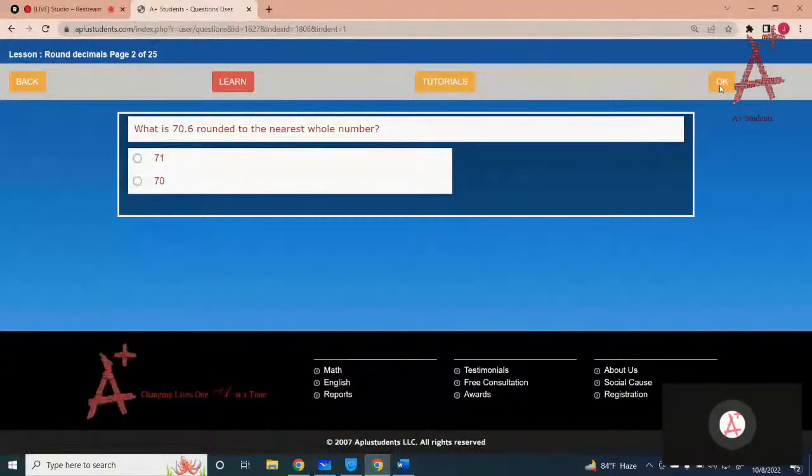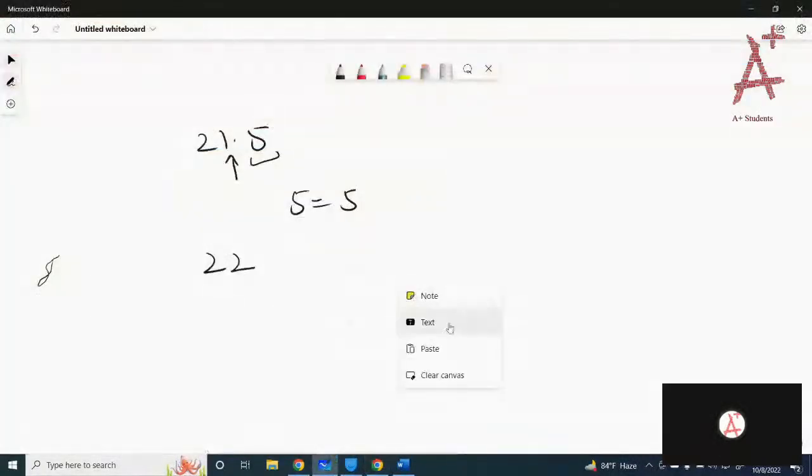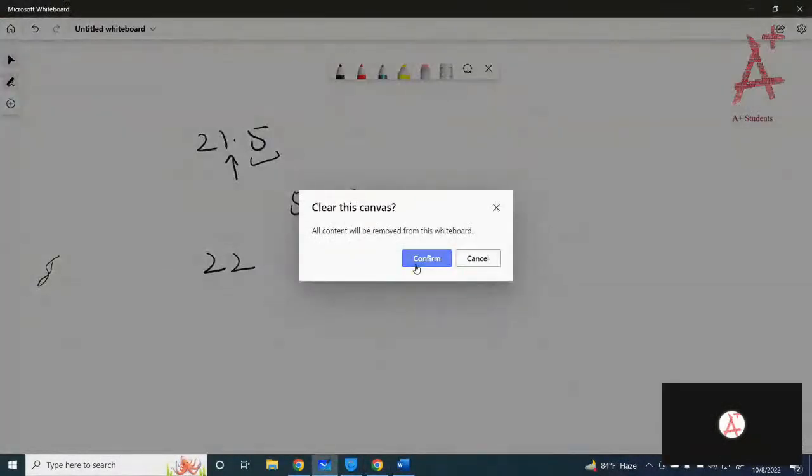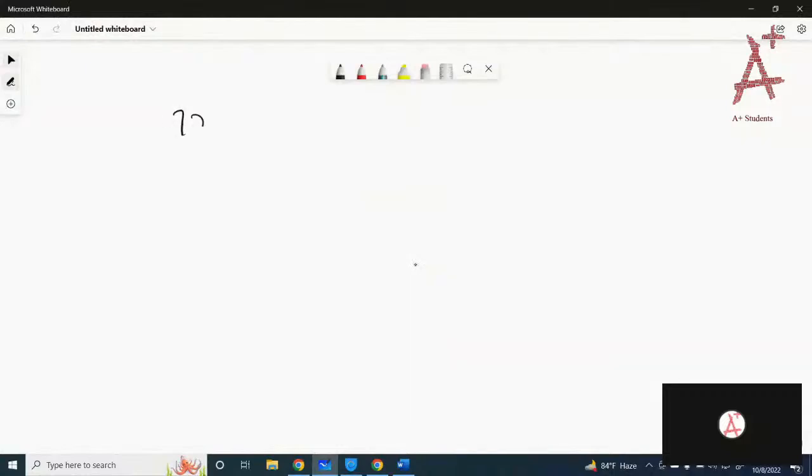Okay, the next one is what is 70.6 rounded to the nearest whole number? So it would be rounded to 71 or 70. 70.6. So this is the whole number and the last digit is the ones place. Just look at the digit that is on the right hand side.